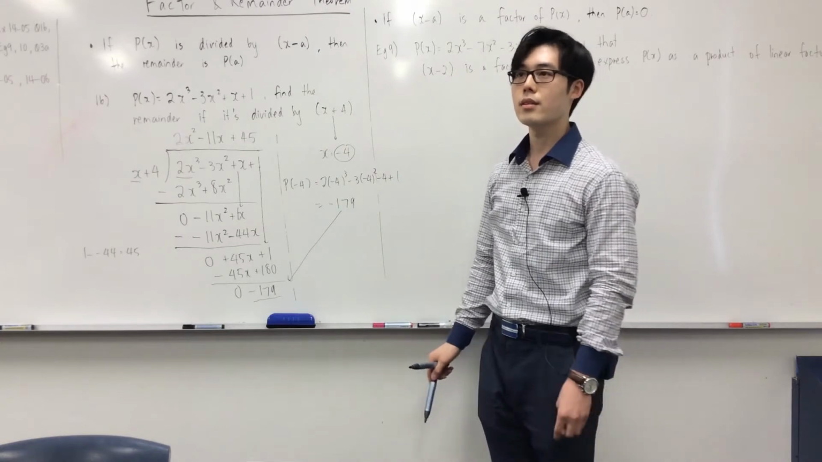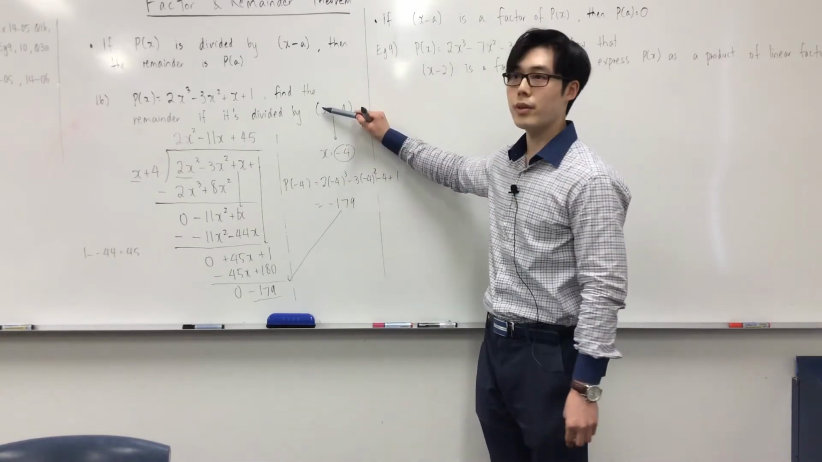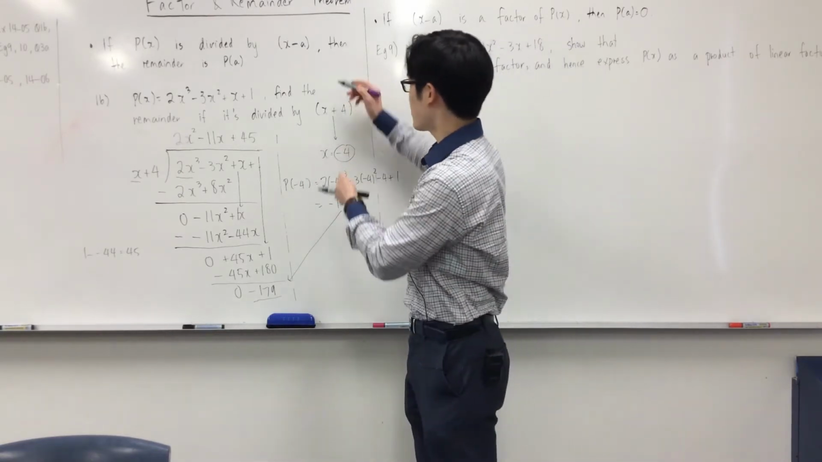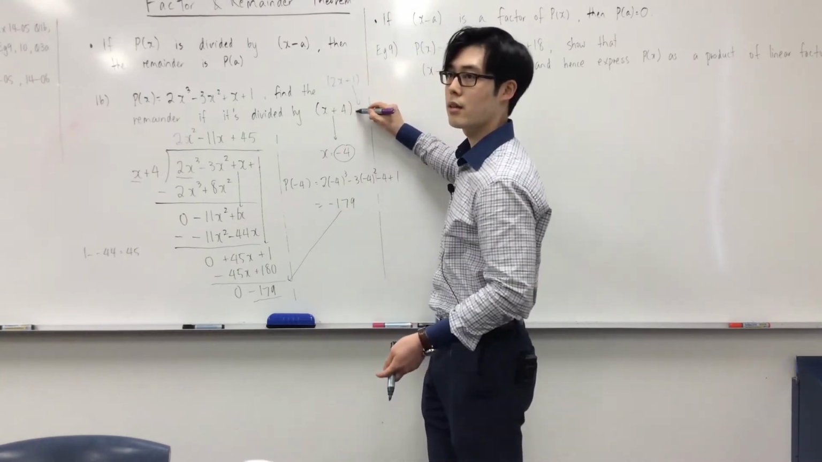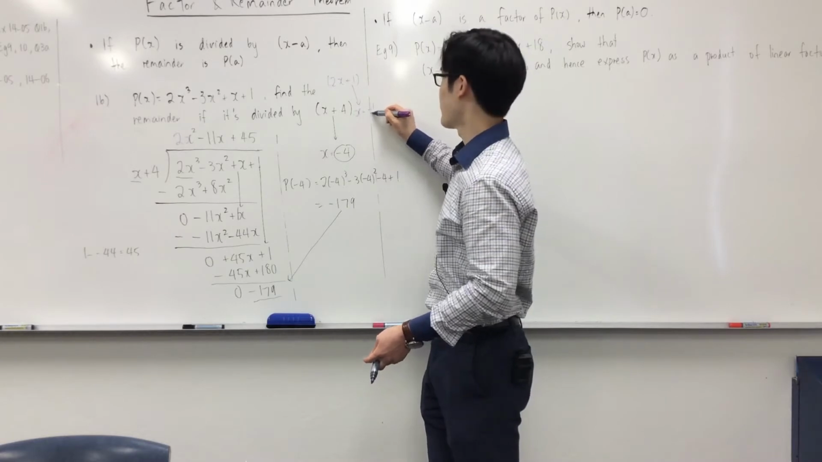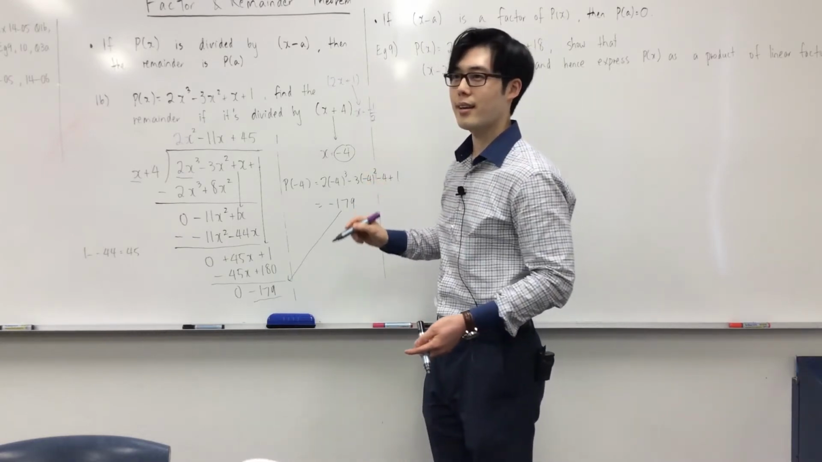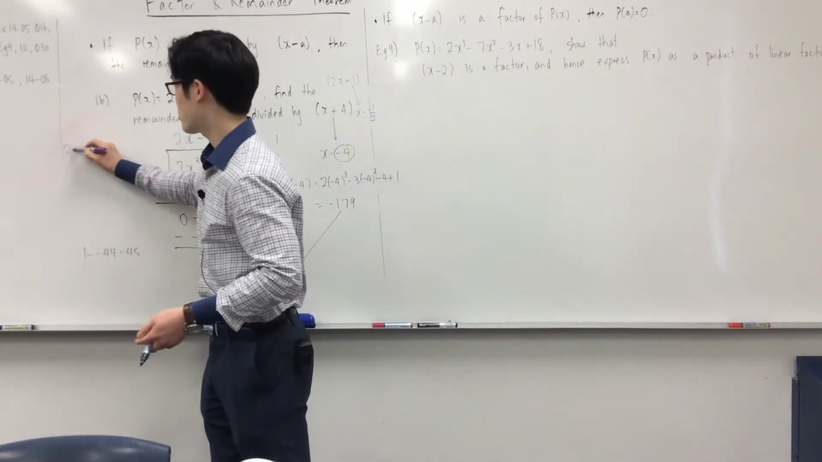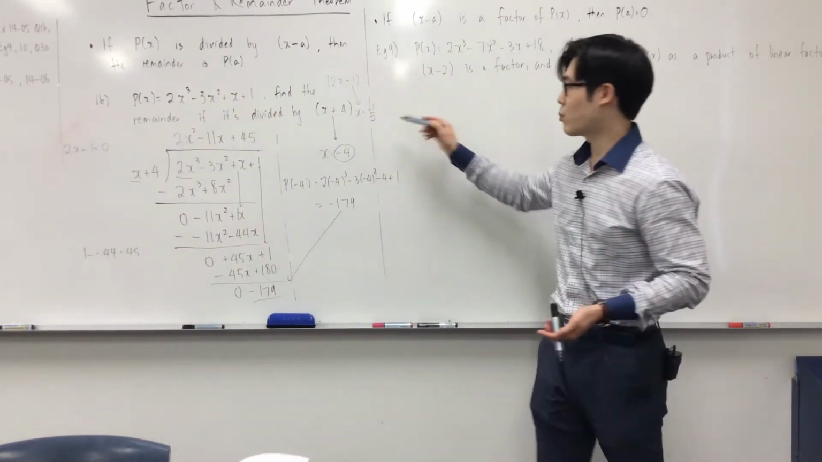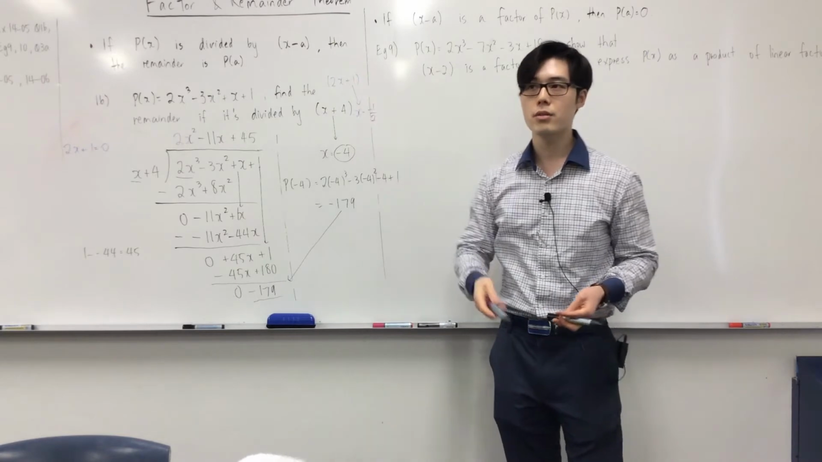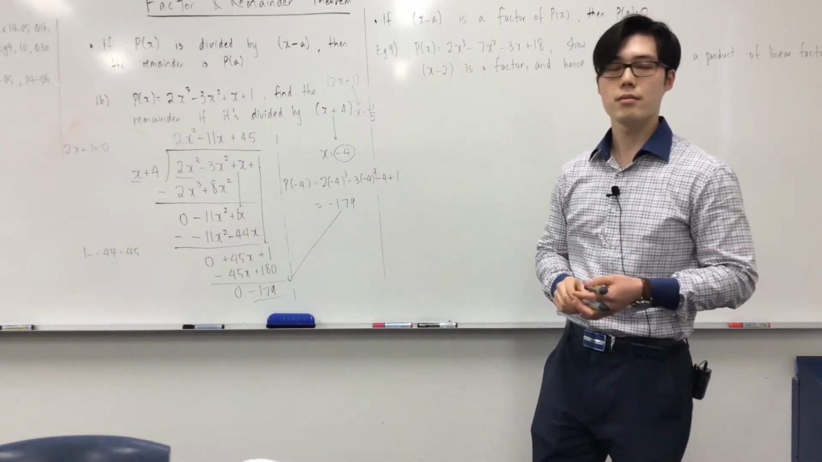What if it's like 2x? If it was 2x, it's the same thing. So if this was 2x plus 1, what does x equal to there? Minus a half. It's the same thing as doing 2x plus 1 equals 0. You just make x the subject, and when you substitute it into the polynomial, that's the remainder.